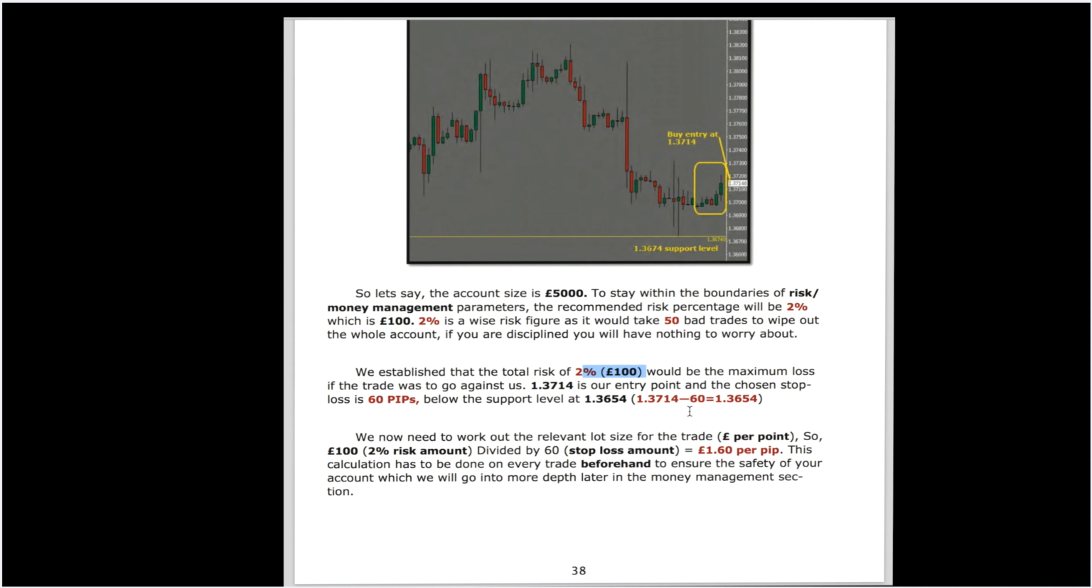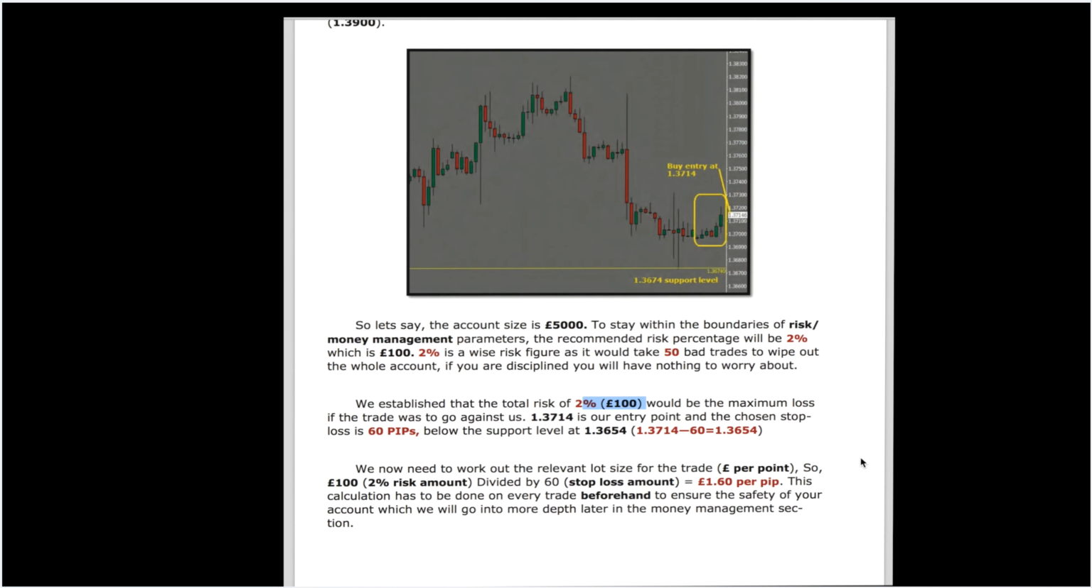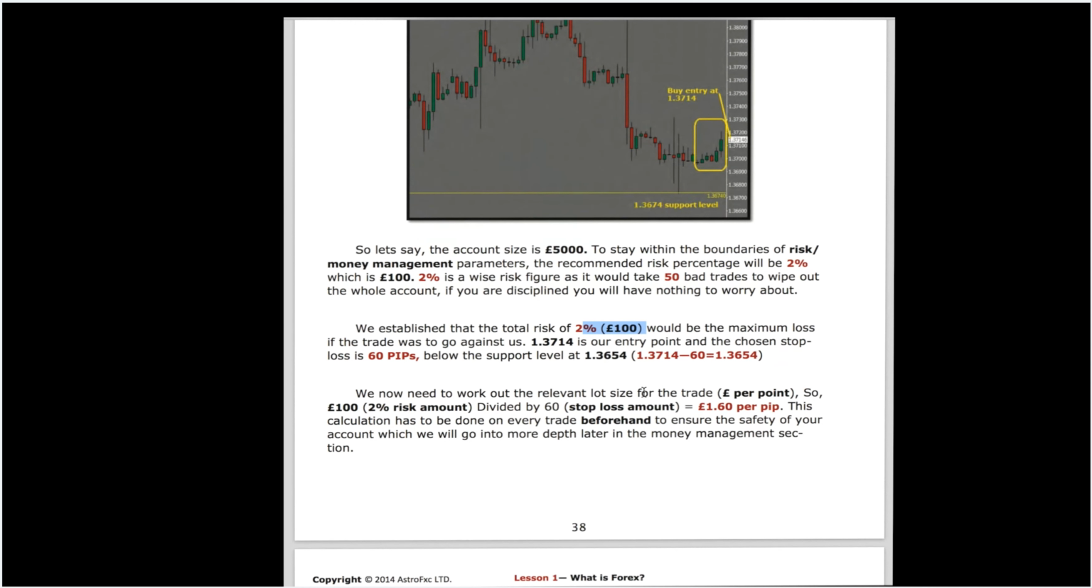Now, the chosen stop loss for this trade is 60 pips, and I've put it just below the support level, 15 to 30 pips below the support level. So before I even entered the trade, I know my risk figure, I know my target, I know my stop loss. Now we need to work out the lot size for the trade, which is pound per pip.